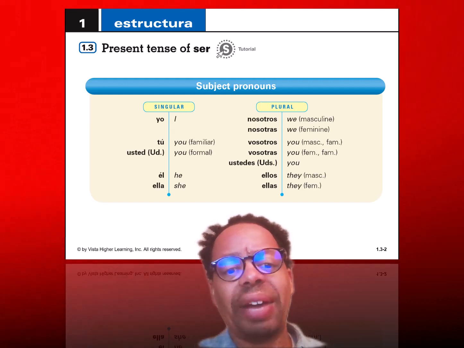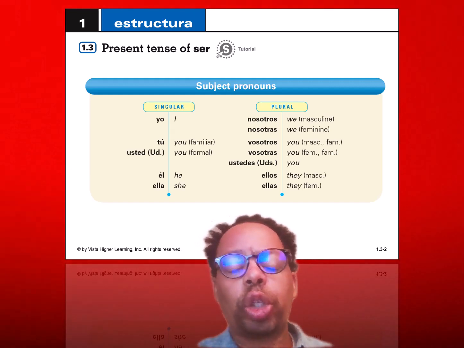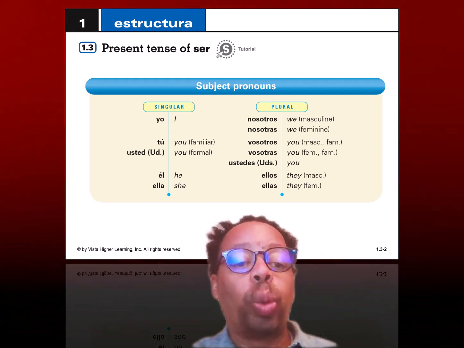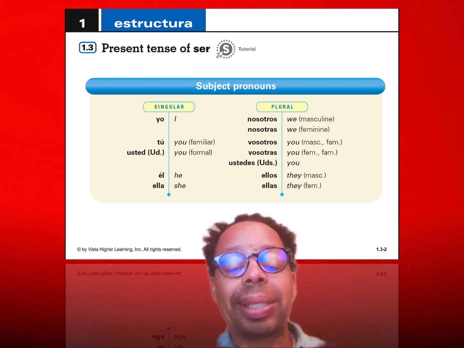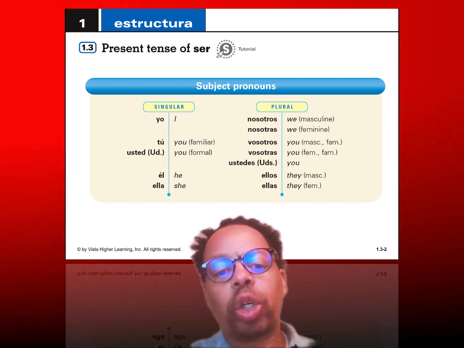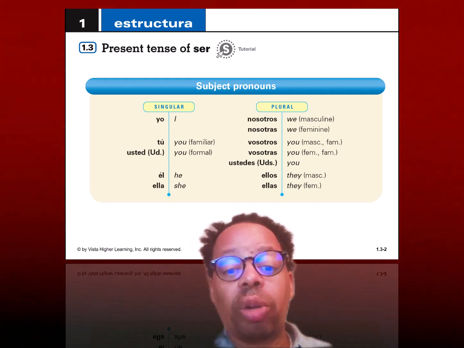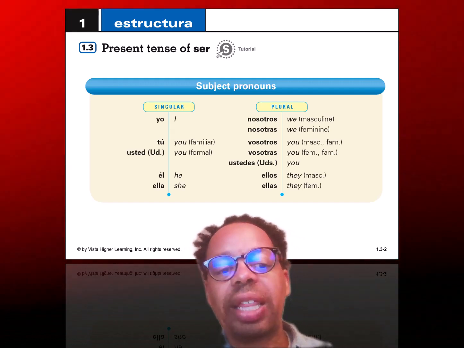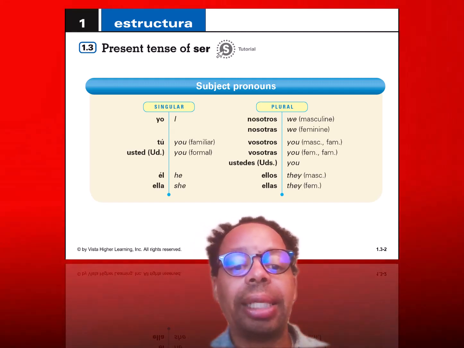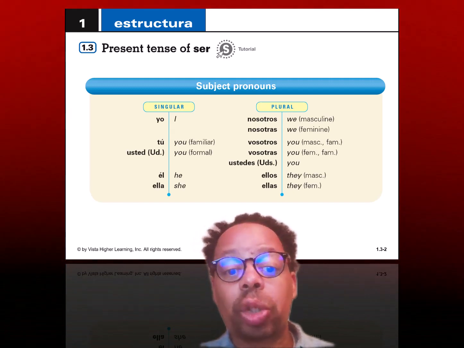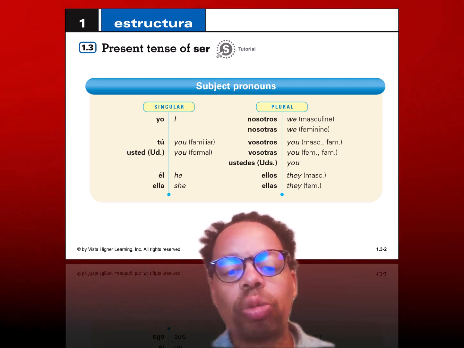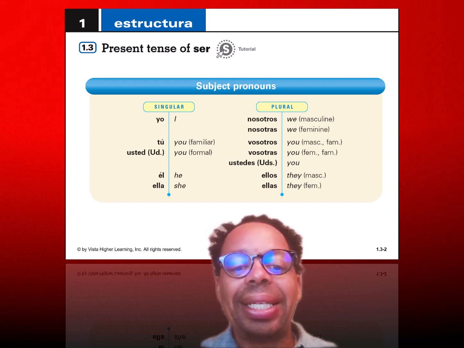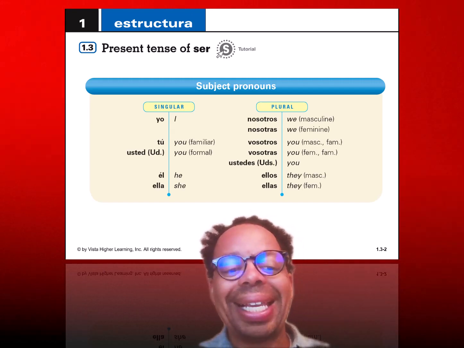For the plural forms, we have nosotros. You see nosotros y nosotras with the we masculine, we feminine, vosotros, you plural masculine, you plural feminine, and ustedes, which would be the plural form of usted. And then you see the last two, ellos and ellas. Ellos would be the plural form of él. Ellas would be the plural form of ella.